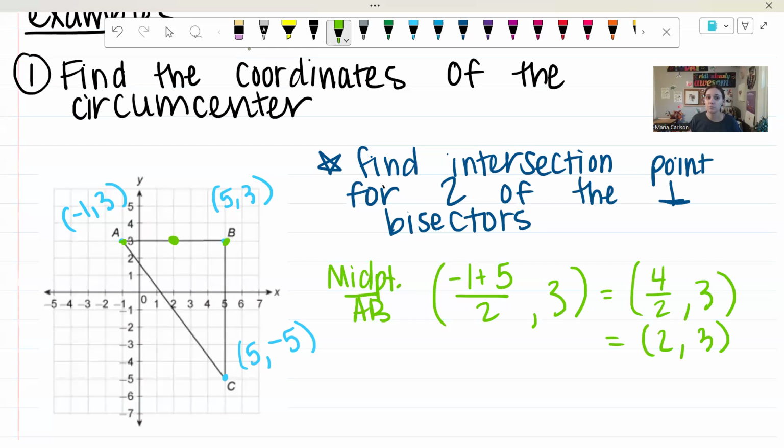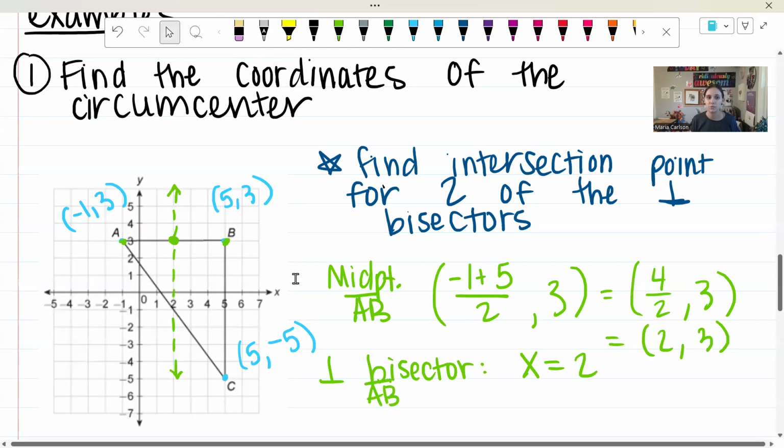So what's the perpendicular bisector? Well, it is a line perpendicular, which has an opposite reciprocal slope. Well, this is a horizontal line. So our perpendicular bisector would have to be the line X is equal to 2. It'd be this vertical line going through this midpoint, which has an X coordinate of 2. So our perpendicular bisector to AB would be the line X equals 2.